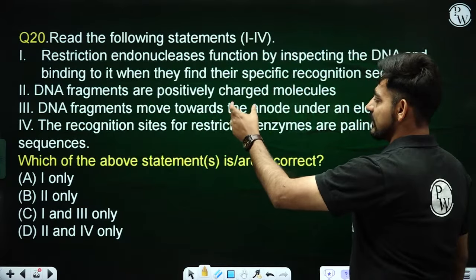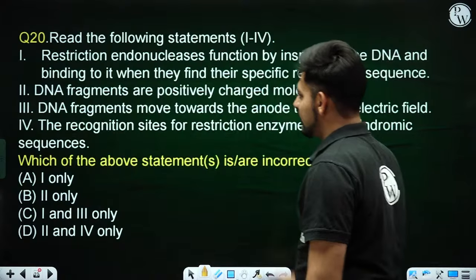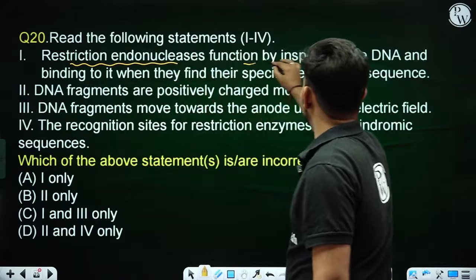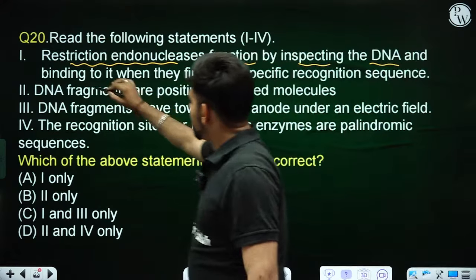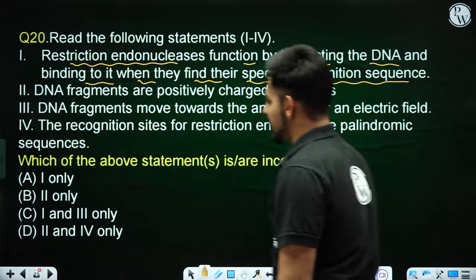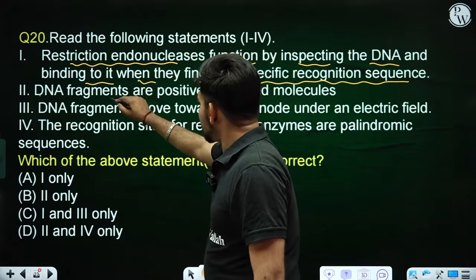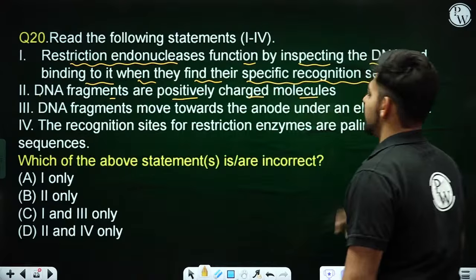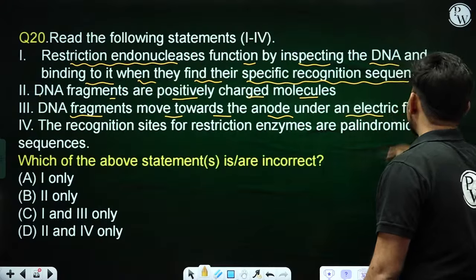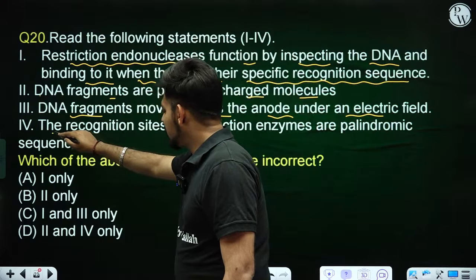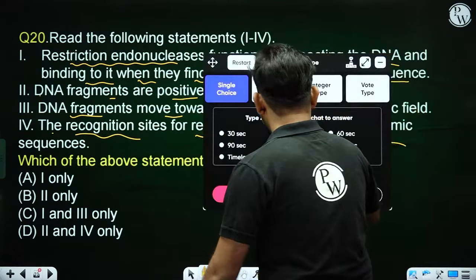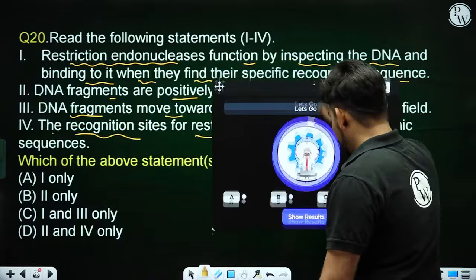Okay. Now let's check these particular statements. The first statement is about restriction endonucleases functioning by inspecting the DNA and binding to it when they find their specific recognition sequence. The second statement is saying DNA fragments are positively charged molecules. Oh my god. DNA fragments move towards the anode under the electric field, and option 4 is saying the recognition sites for restriction enzymes are palindromic in nature. Now for this question I am sharing the poll. You have to answer.